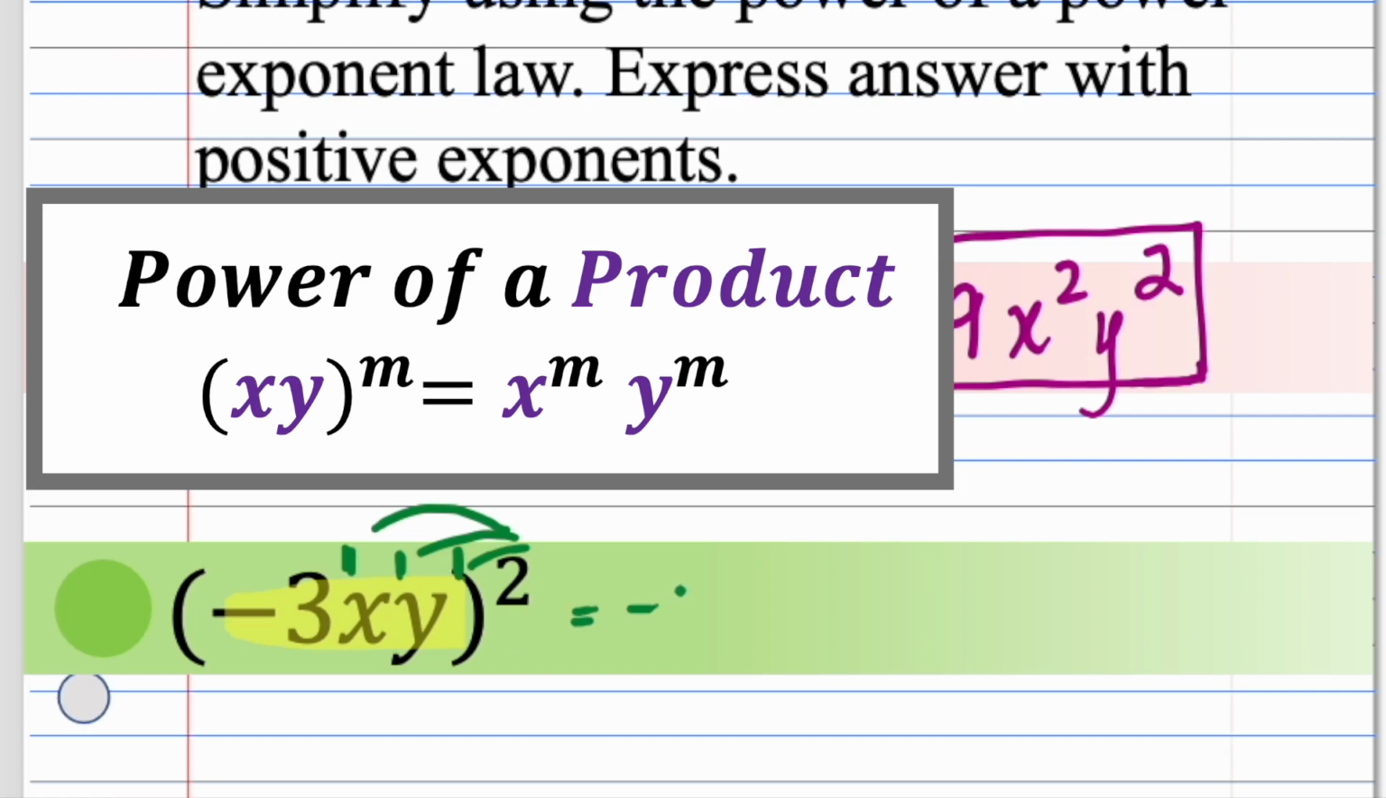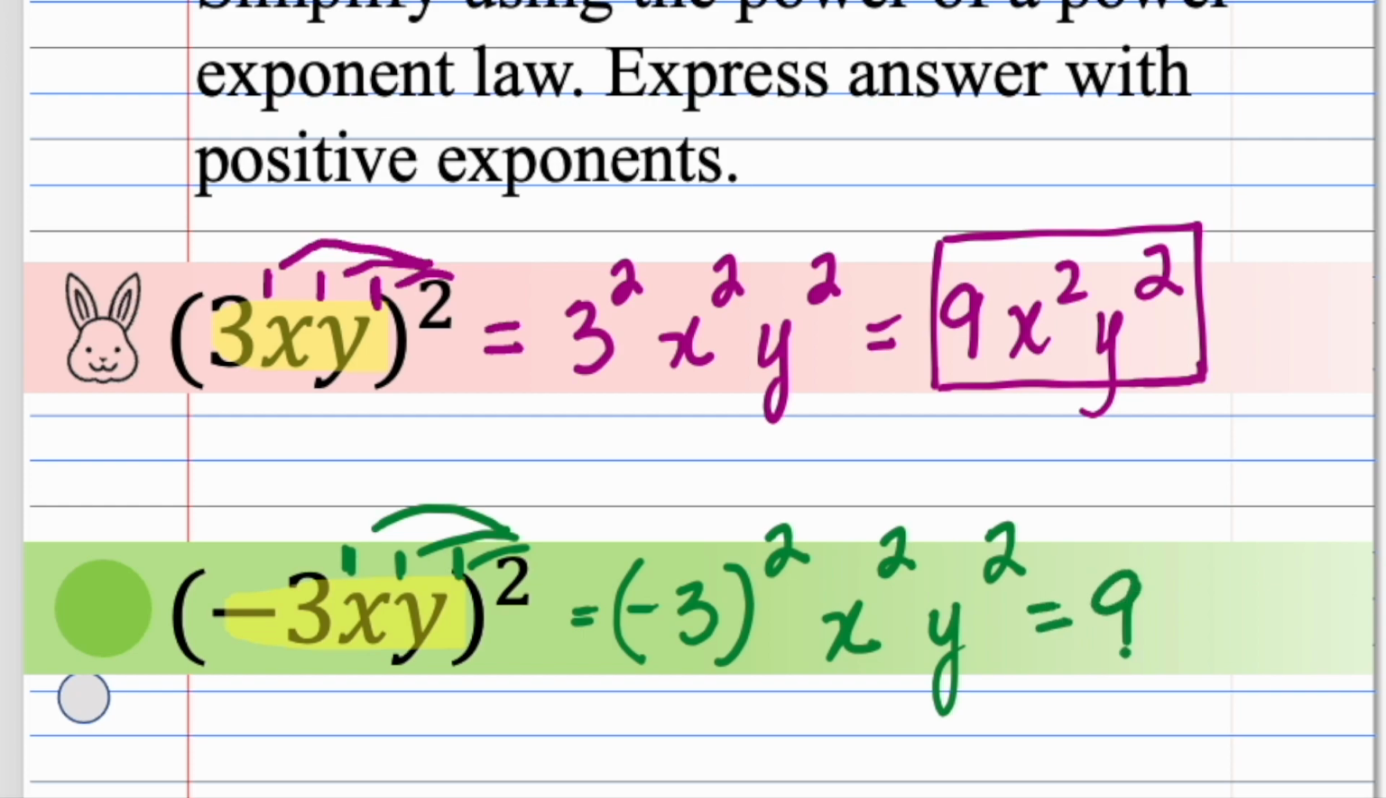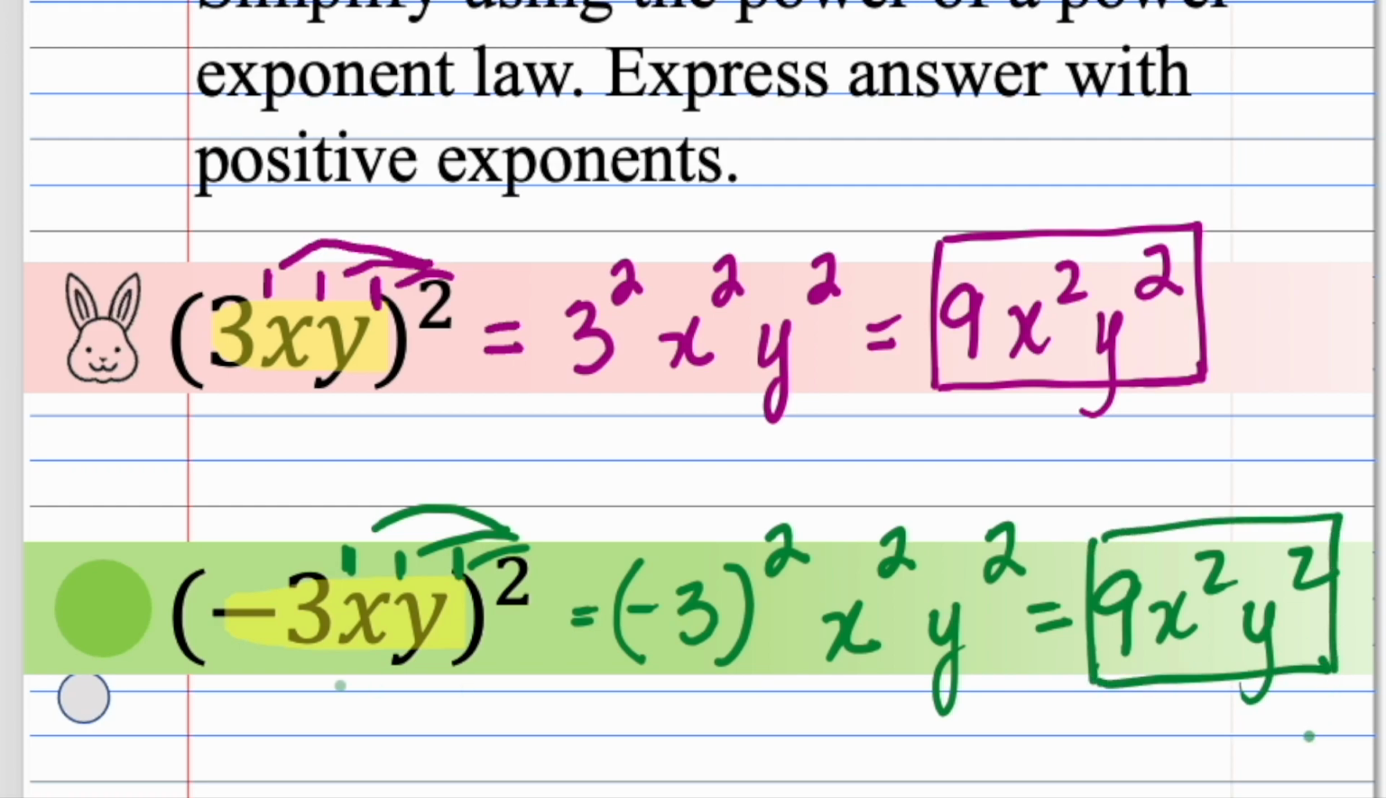We would have negative 3 to the 1 times 2, which is 2, x to the 1 times 2, which is 2, and y to the 1 times 2, which is 2, which results in the 9x squared y squared, the same answer we got by thinking about repeated multiplication.